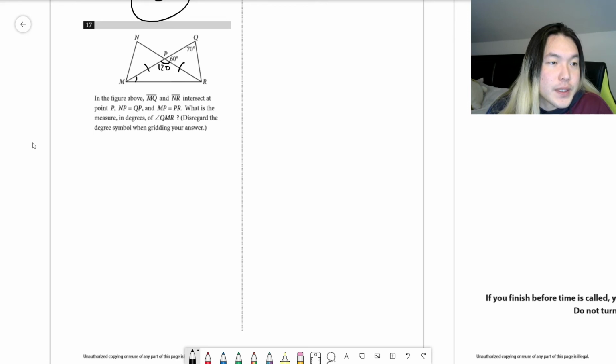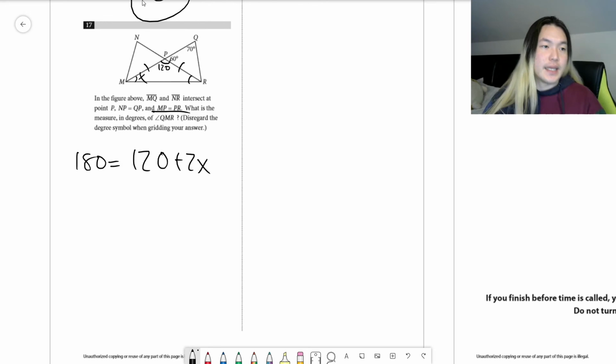So the key to this one is to realize that this is an isosceles triangle. They've told us that MP is equal to PR, so this side is the same length as this side. That means that this angle is the same as that angle. Let's call that x. So that must mean 120 plus 2x equals 180.